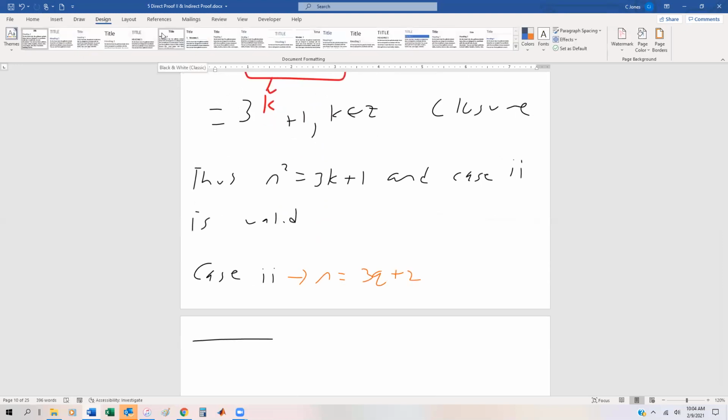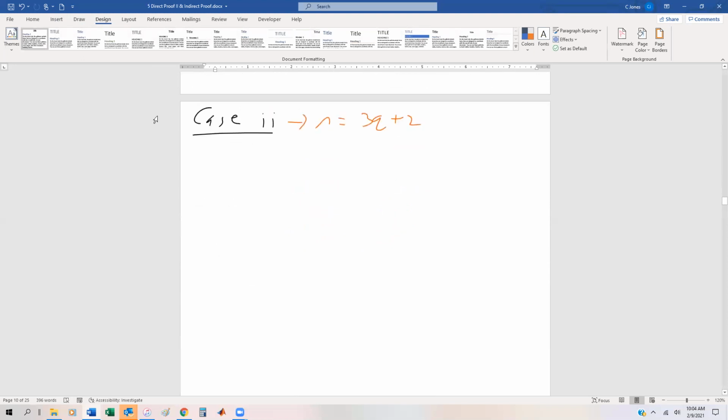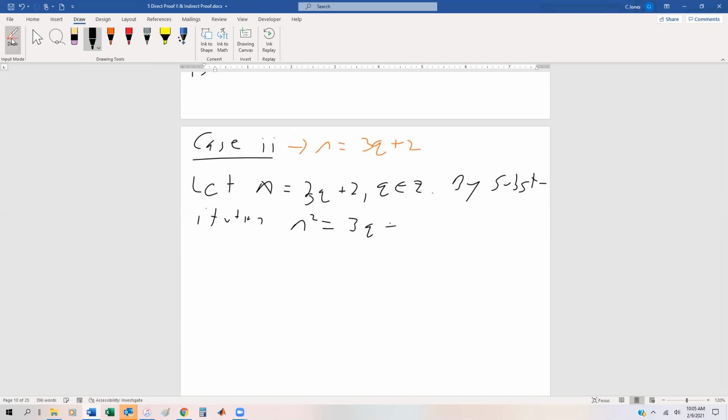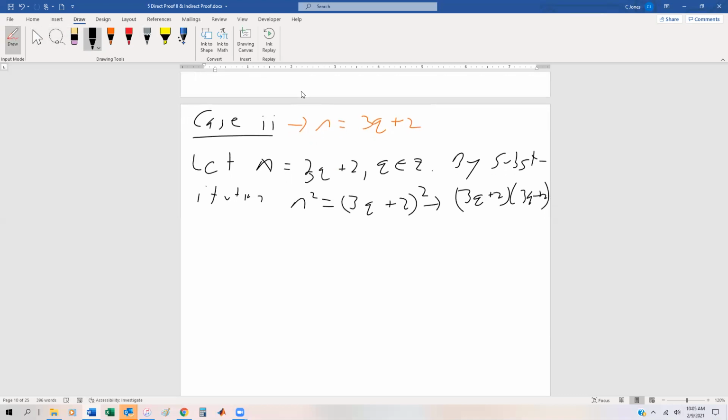And we're going to require a little bit more algebra to be able to do this one, but not too much. So we're going to let n be equal to 3q plus 2, where q is an element of the integers. By substitution, we can say that n squared is going to be equal to (3q plus 2) squared. We're going to FOIL it out. All right, so just like before, remember that this is 3q plus 2 times 3q plus 2. All right, so you can't just say 9q squared plus 4 unless you want to be wrong. So this is going to be equal to 9q squared plus 6q plus 6q plus 4. All right, and that's just by multiplication.